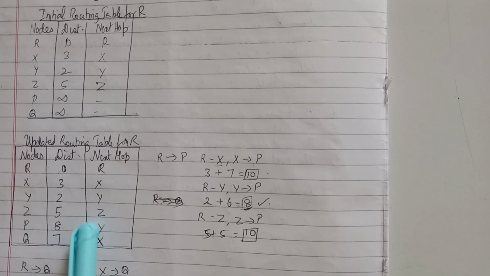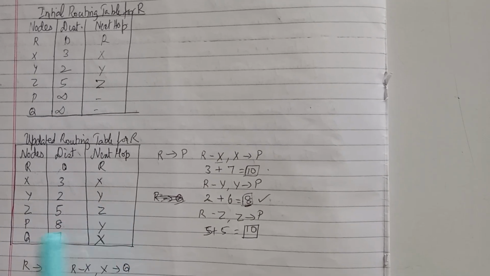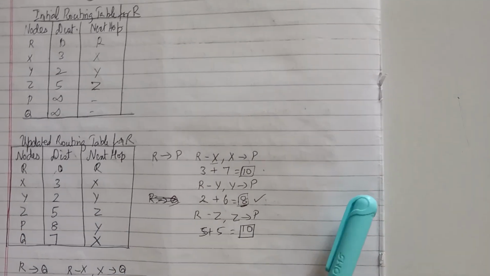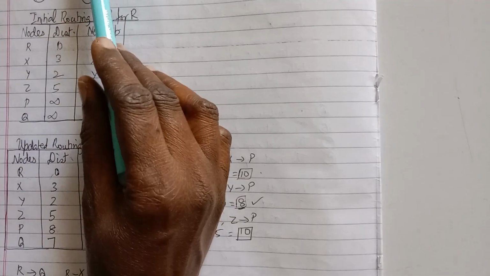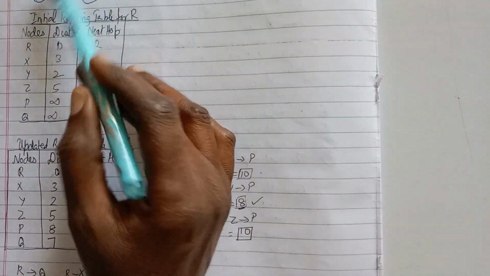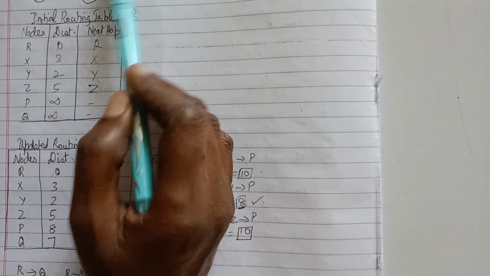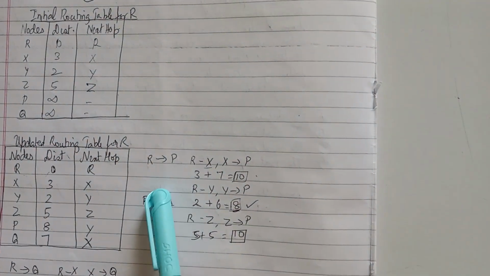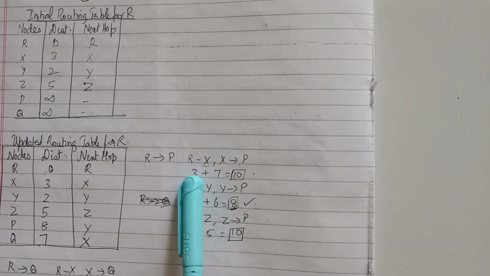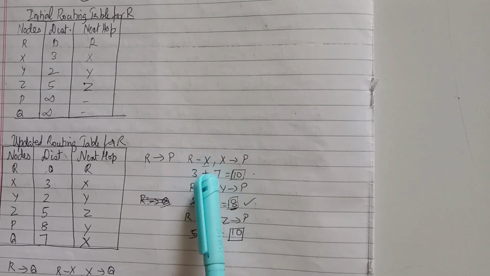Now we have to find out the distance and next stop for P and Q alone. So from R to P, first take the distance from R to P. R to P can travel through X, Y or Z. So try each of the distances. If we travel through X, it is R to X and X to P.